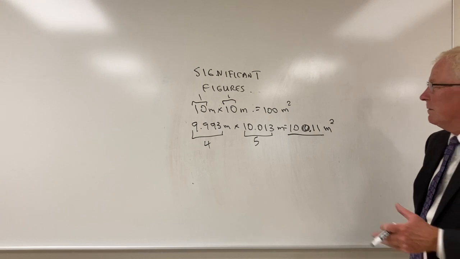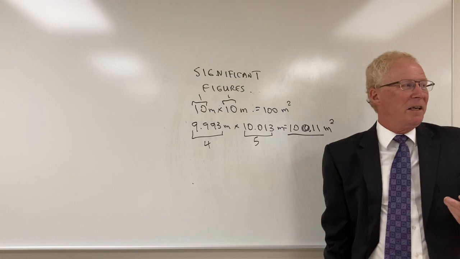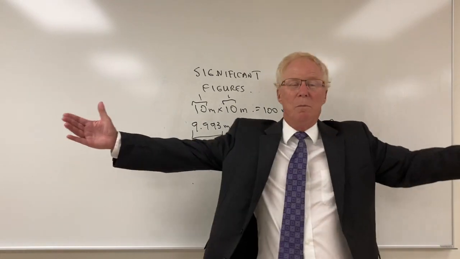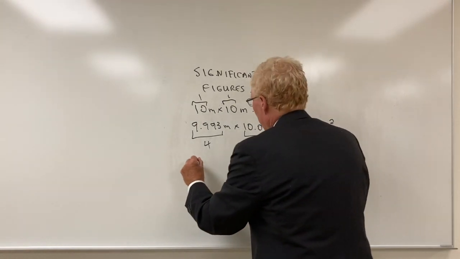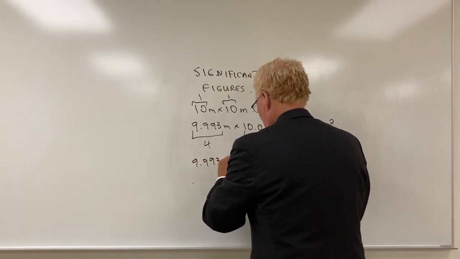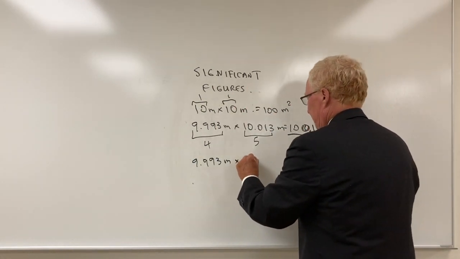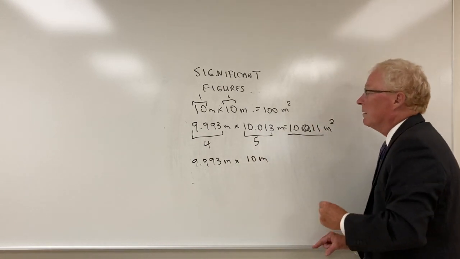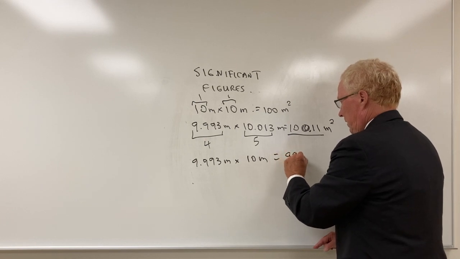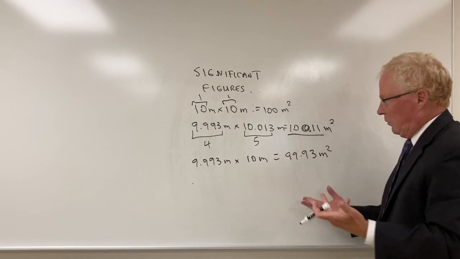Now, in this case, we measured both of them precisely. But what happens if I get sloppy? I measure the first dimension, say the width of this room, accurately to 9.93 meters. But I get lazy and say, well, it's about 10 meters that way, and I just sort of wing it. If I multiply these together, I get 99.93 meters squared.